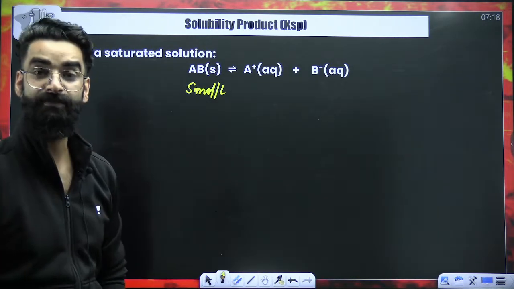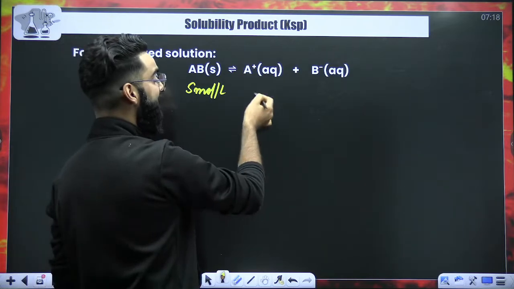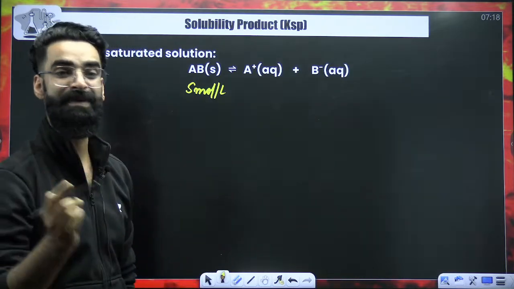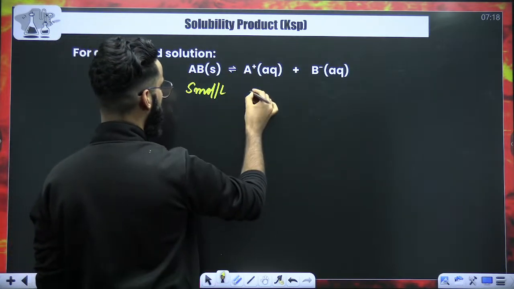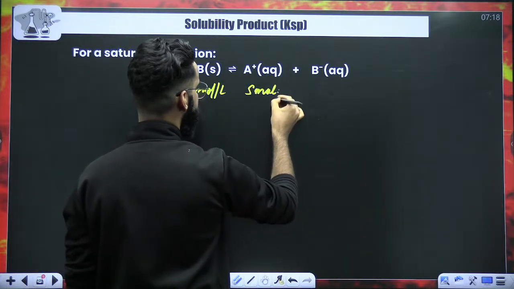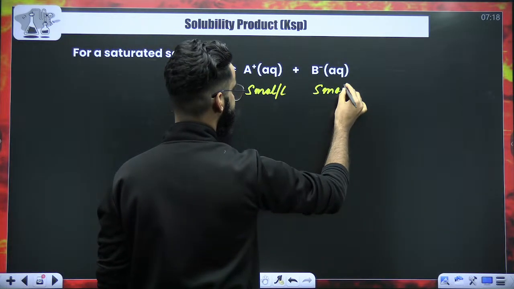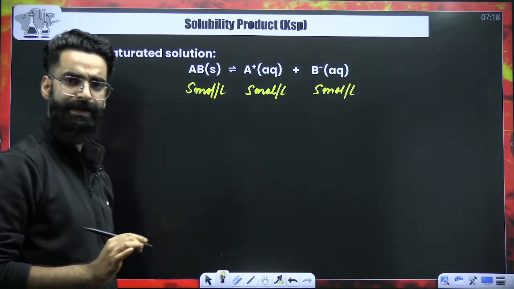Now tell me the concentration of ions. Tell me how many moles of A positive and B negative will be in the solution. Use the stoichiometry. 1 mole gives 1 mole. So from S moles, you'll be getting S moles of A positive, and this will also be S moles of B negative. This is something that's understood, right?